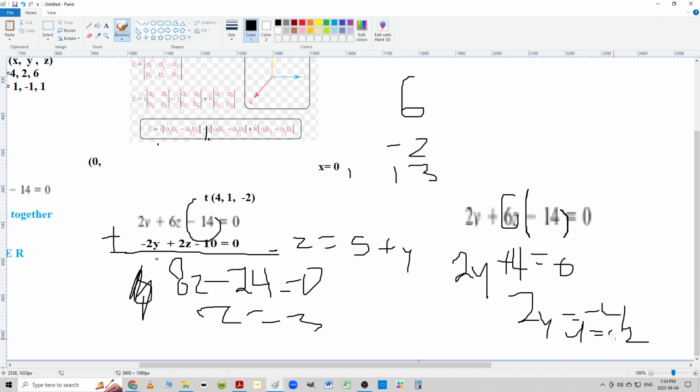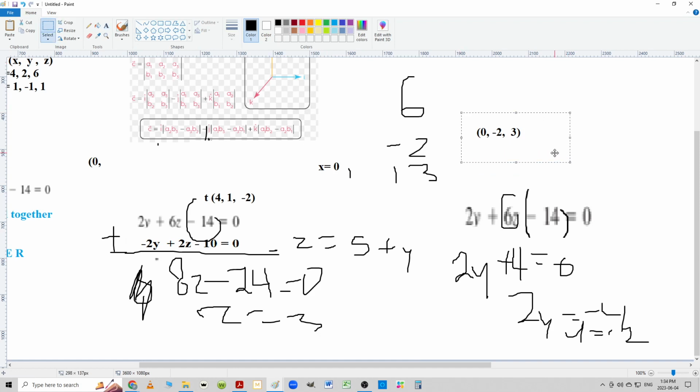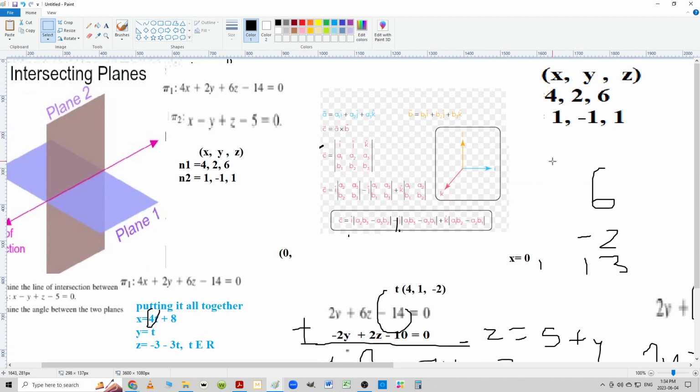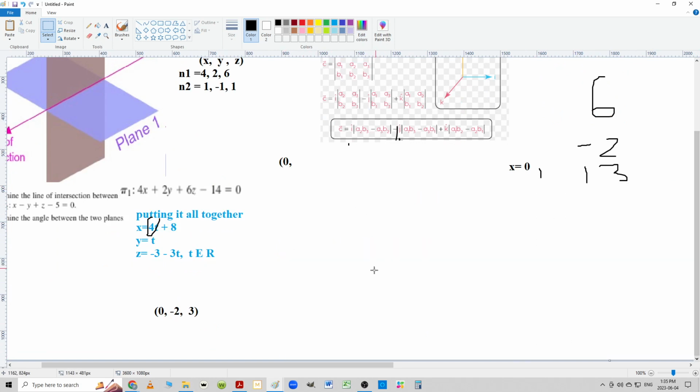So I forced myself to find a point. I forced x to equal 0, and when x is 0, y must be minus 2, and z must be 3. So now I have a point of origin that I can use for my directional vectors. I got to go back to my directional vectors. As I remember, my directional vectors come from the cross product that I did for x, y, and z, which I believe I kept around somewhere, but it doesn't matter.